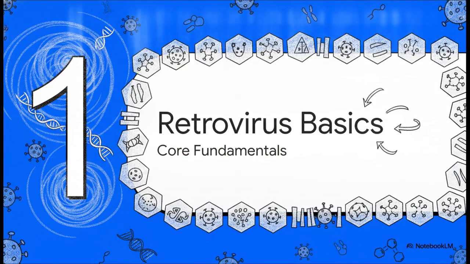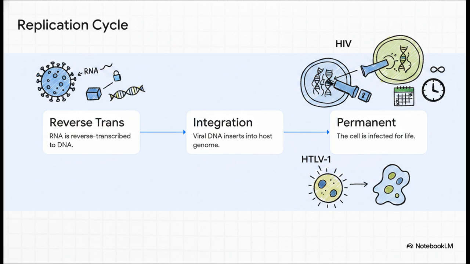Part 1, Retrovirus Core Fundamentals. Let's lay the absolute baseline rules that test makers expect you to know cold. Okay, so the absolute game changer here is step 3. First, the RNA genome gets reverse transcribed into proviral DNA. Then, the integrase enzyme physically inserts that DNA right into the host genome. And unlike other viruses that might just hang around in the cytoplasm or act as episomes, this proviral integration is completely permanent, meaning once a cell is infected, it is infected for the rest of its life.